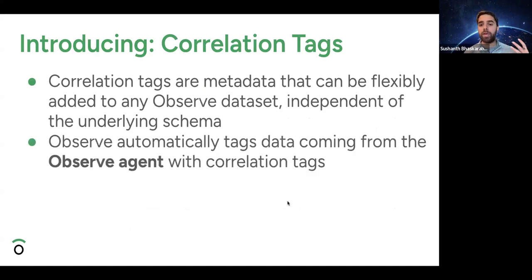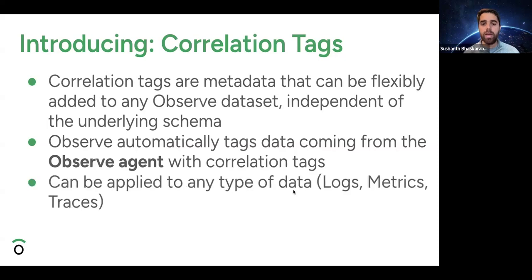Now, if you're using our Observe agent, Observe will automatically tag data that's coming in to make sure that it's connected to all of the other telemetry in your system. But in the scenario where you have some custom data that you want to start sending to Observe, correlation tags can be applied to that very easily through the UI, which I'll show you in a second. And because it's a flexible system that's independent of the schema, you don't need to worry about two teams aligning on a certain data format.